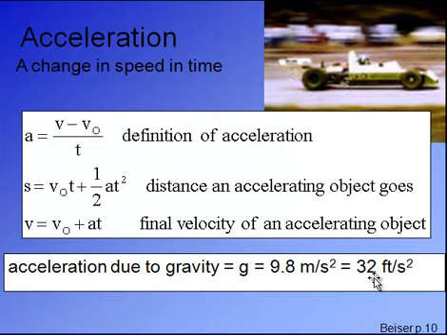or it's also 32 feet per second squared. Same measurement, it's just different units, right? This one's in meters and that one's in feet. But if I drop an object every second, it's going to be going 9.8 meters per second faster than it was the second before. Every second it speeds up 32 feet per second. Okay, so that's an important number that we'll see again.